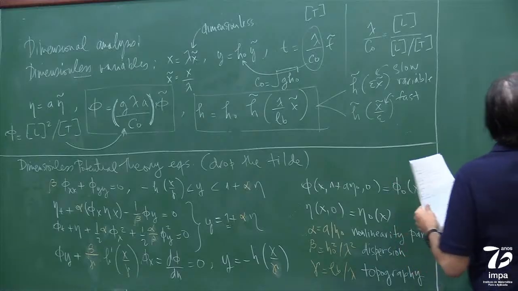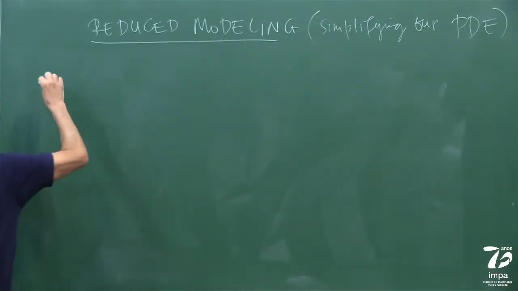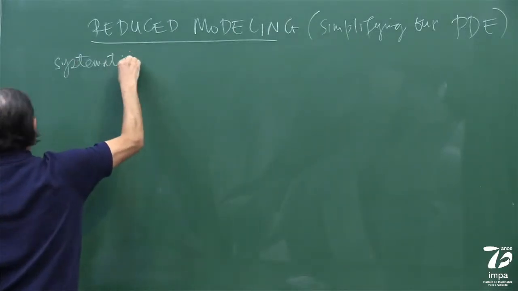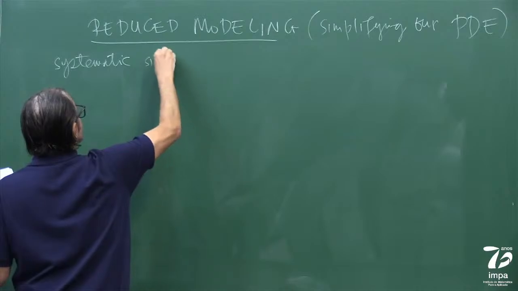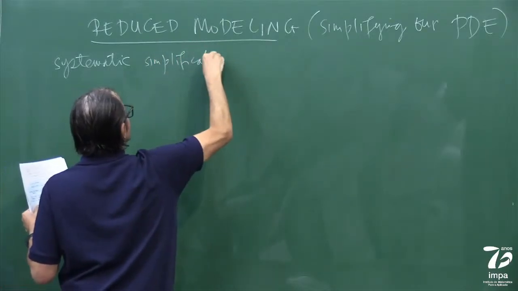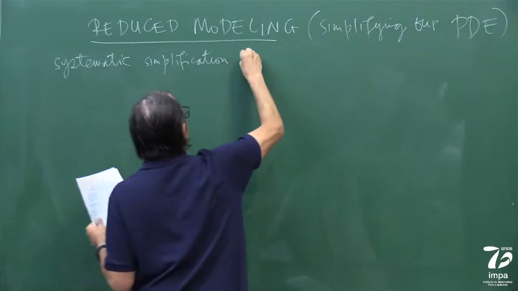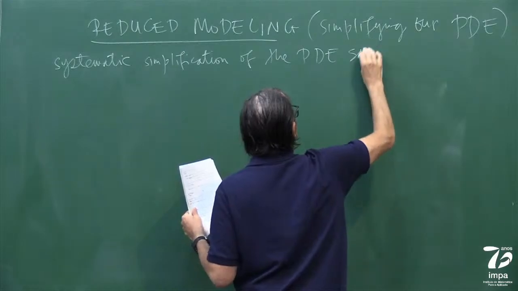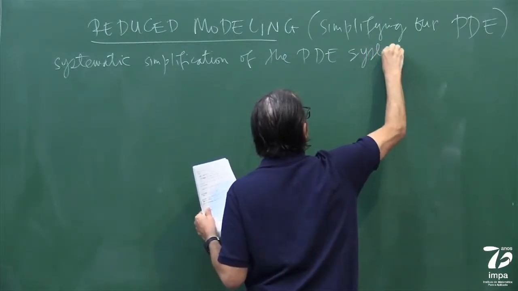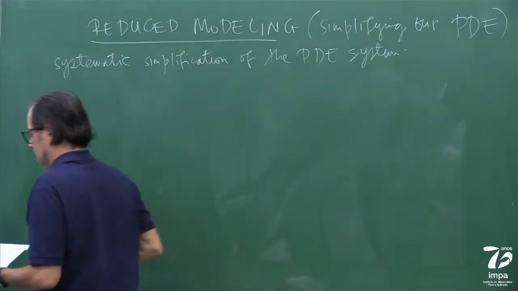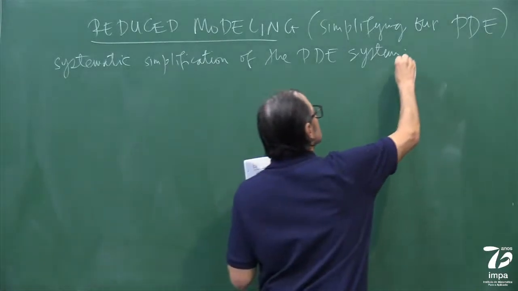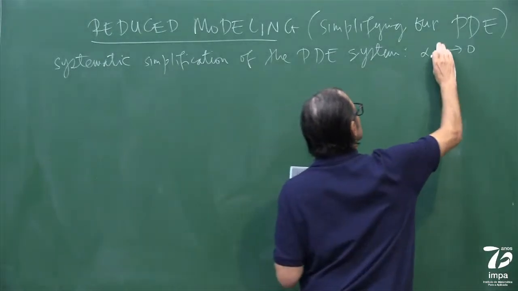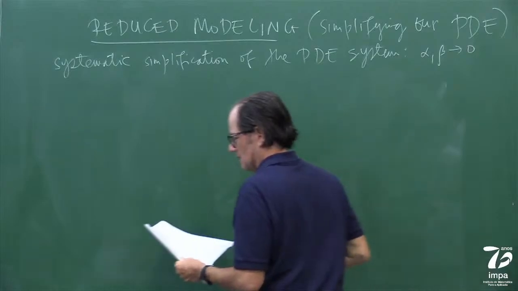So let me write things when I say educated this, educated that. Basically what I want to do is a systematic simplification of the PDE system. Okay? So basically I want to see when alpha and beta go to 0, right? In the limit, in that limit.